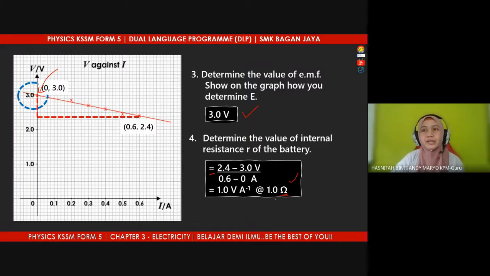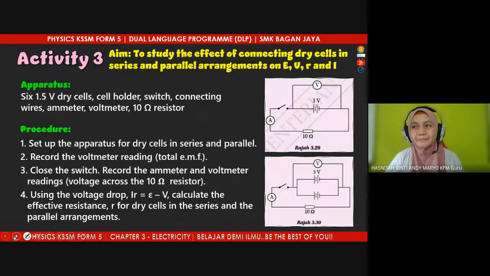So are you clear on how to find the EMF and internal resistance from a graph of V against I for a dry cell? Okay, understand? Can you follow? Okay, very good.